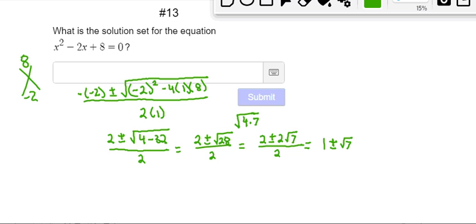So our solution set, it doesn't specify, but I'll go ahead and write it. Our conjugate pair is 1 minus square root 7, 1 plus square root 7. Now, let's make that curly bracket look better. Okay, I'll leave it at that. All right, and we're done with this video here.